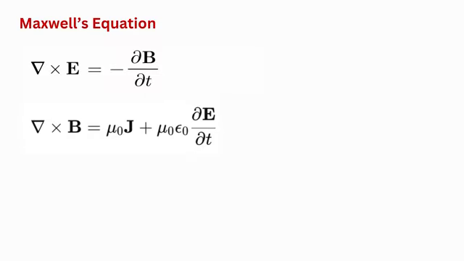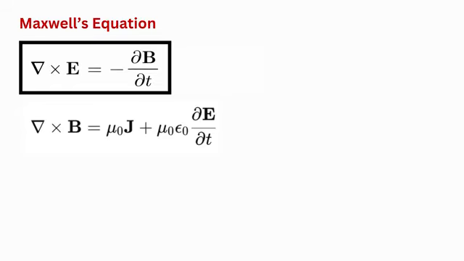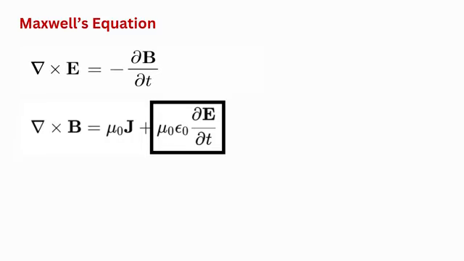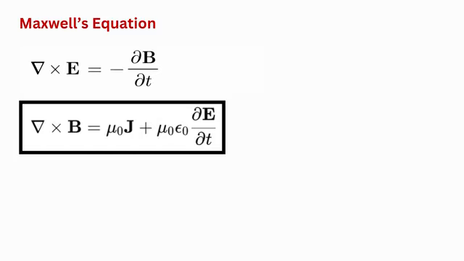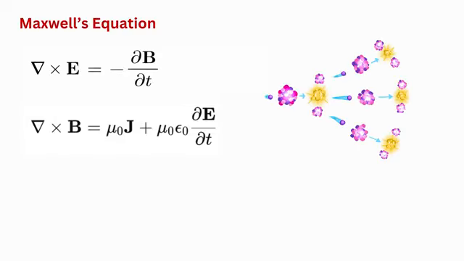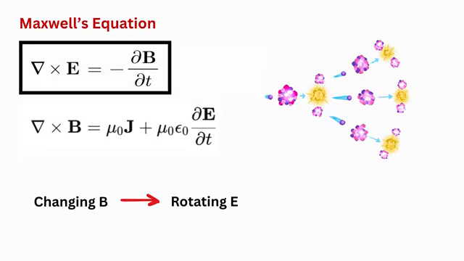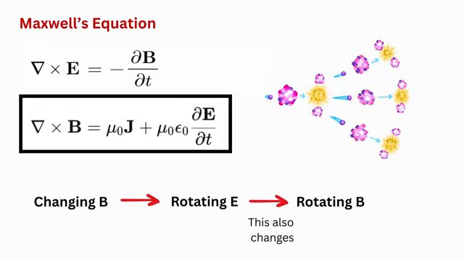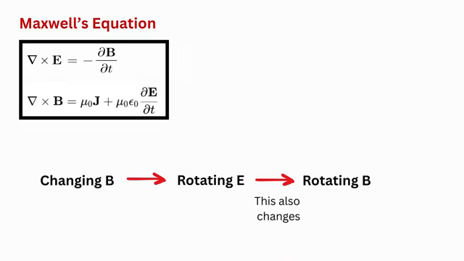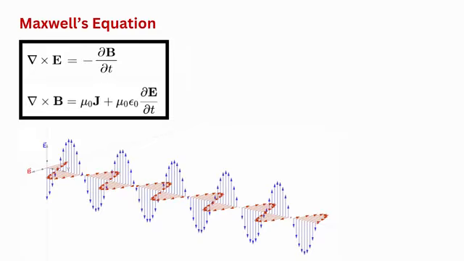Now, something very interesting happens when these two equations work together. According to the third equation, a changing magnetic field creates circulating electric field loops. But now, those electric fields can also change with time. And according to the fourth equation, a changing electric field creates circulating magnetic field loops. So we get a chain reaction. Changing B creates rotating E, and changing E again creates rotating B. This process keeps repeating, and the two fields continuously regenerate each other, forming a self-sustaining cycle in space.